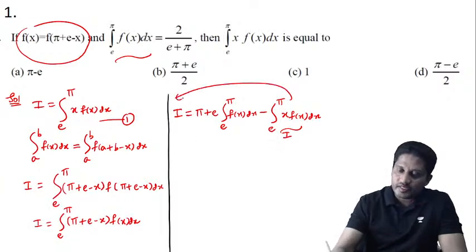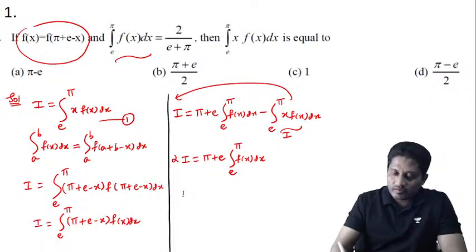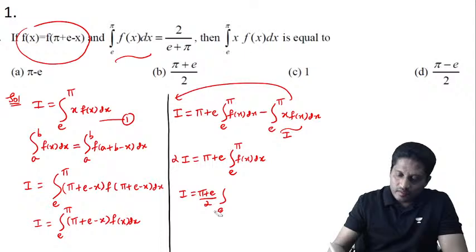I shift on the left side, I'll get 2I. 2I is equal to pi plus e, and integration of e to pi, and then you get f of x dx. Now I is equal to pi plus e, and whole divided by 2, and then integration of e to pi and then f of x dx.